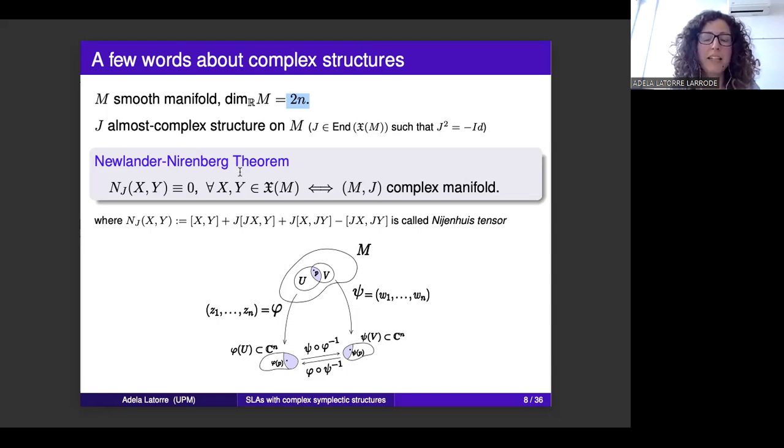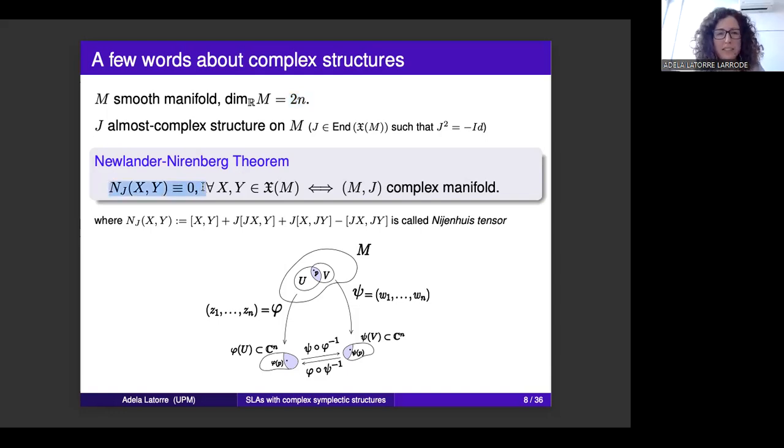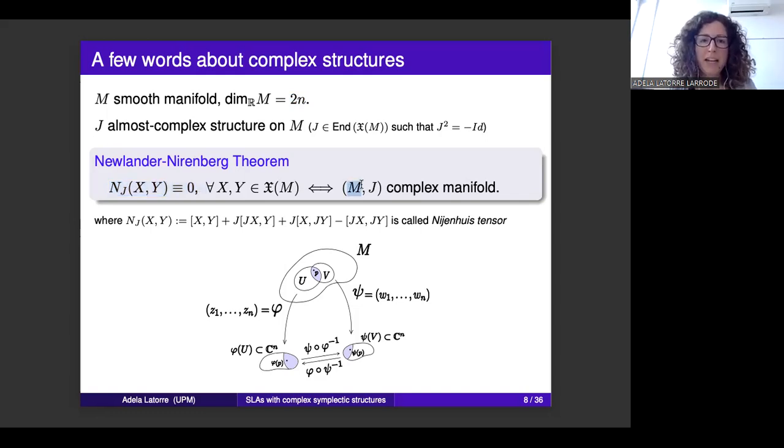This theorem says that as long as the Nijenhuis tensor vanishes for every pair of smooth vector fields, then this pair given by the manifold and the almost complex structure, which is now complex, is indeed a complex manifold. To get a general idea, this theorem tells us that if we have this almost complex structure satisfying the Nijenhuis condition, then we are able, let's say, to combine the real charts to build holomorphic charts.